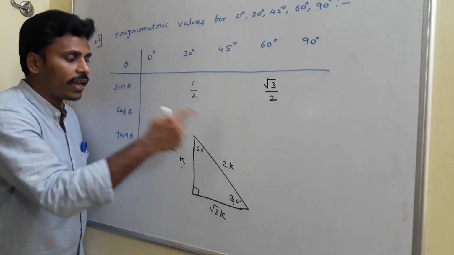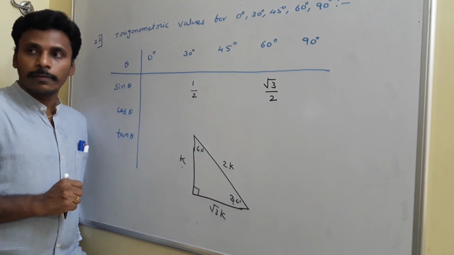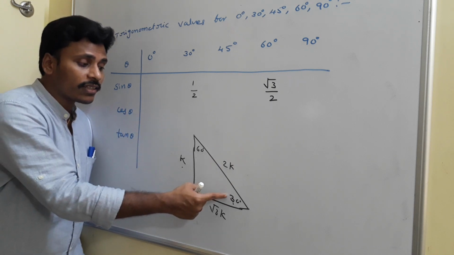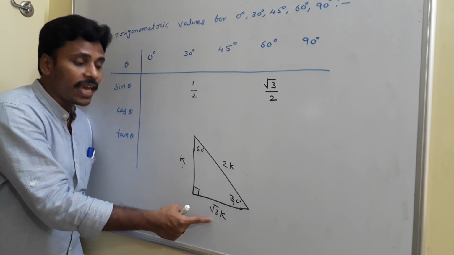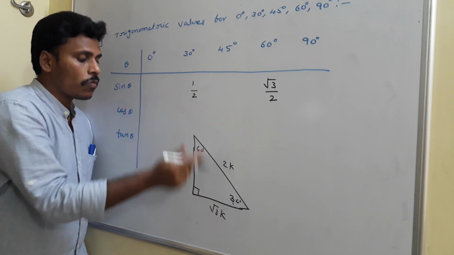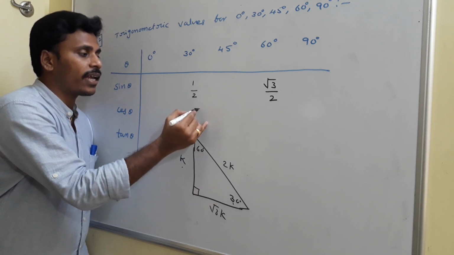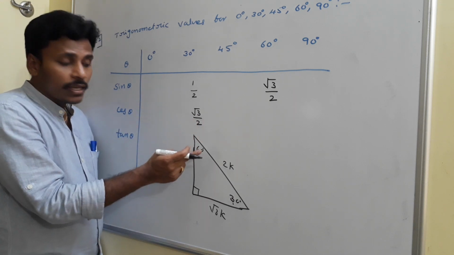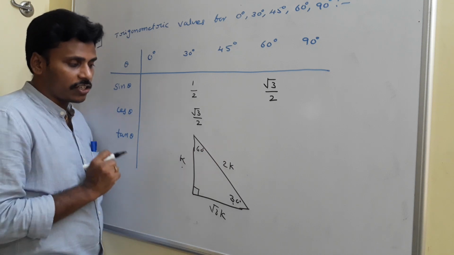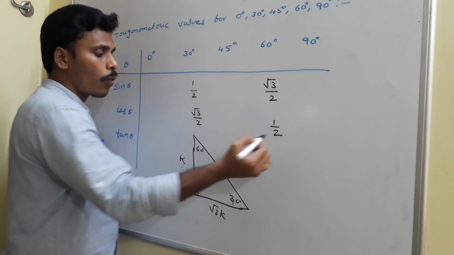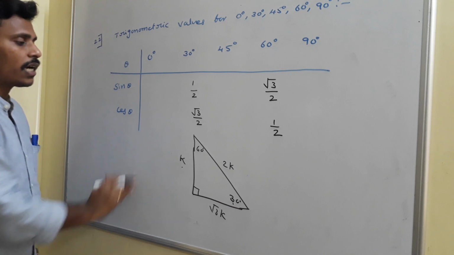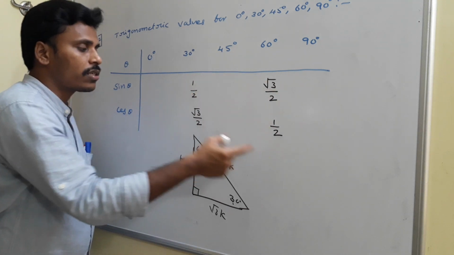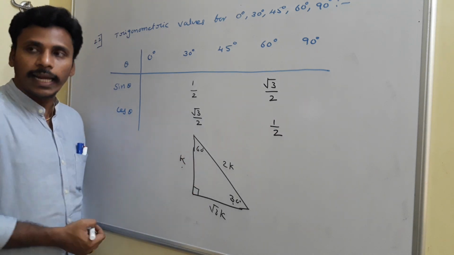This is a right angle triangle. What do you say about cos 30 degrees? Cos 30 degrees is adjacent side by hypotenuse. For the angle of 30 degrees, root 3k is the adjacent, so root 3k by 2k is root 3 by 2. And for 60 degrees, what is adjacent? For 60 degrees, this k is adjacent, so k by 2k is just 1 by 2. First of all, just think about sin theta and cos theta, afterwards the remaining. So sin 30, sin 60, cos 30, cos 60 are all done with this right angle triangle.